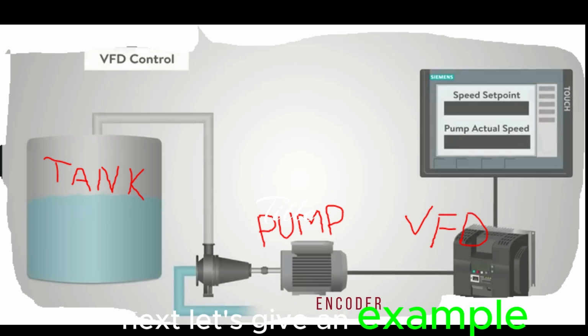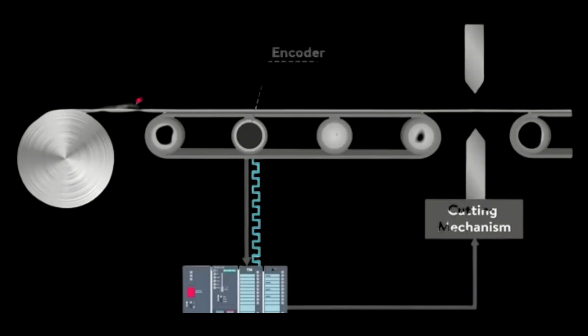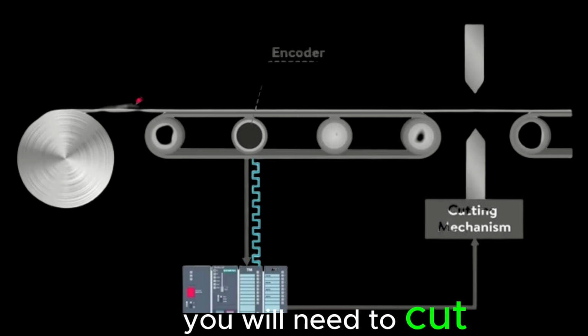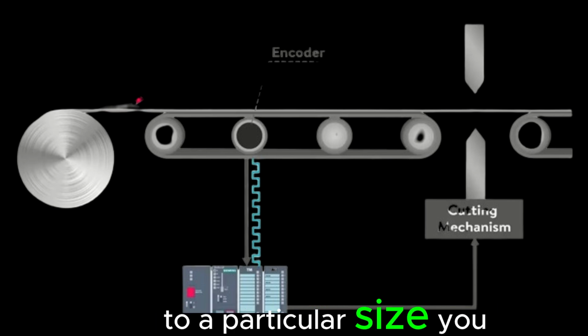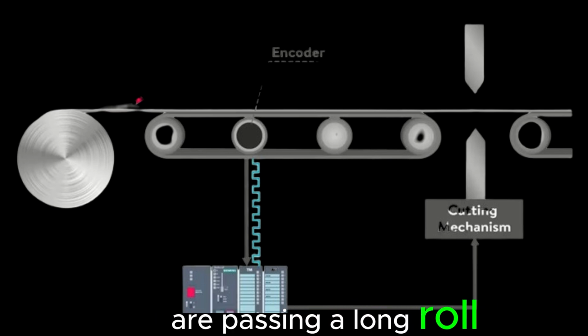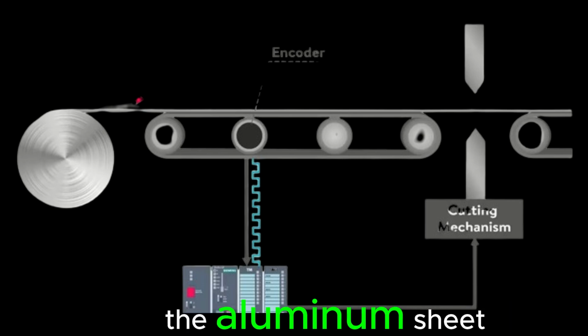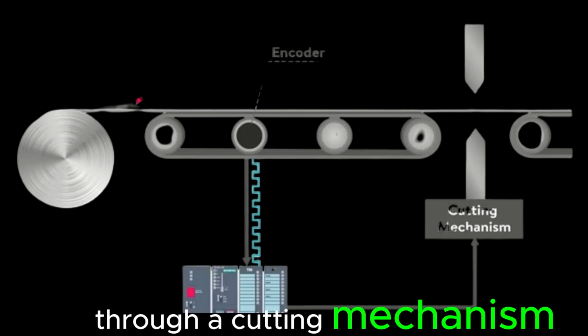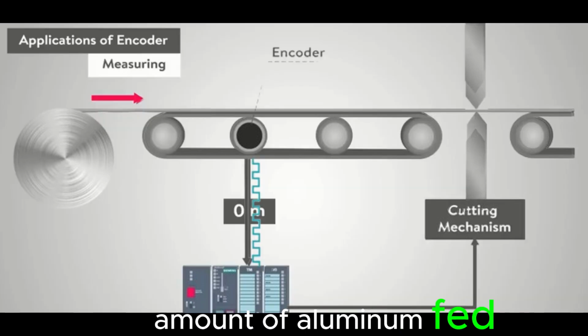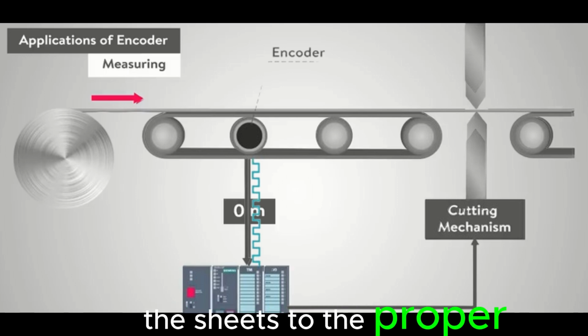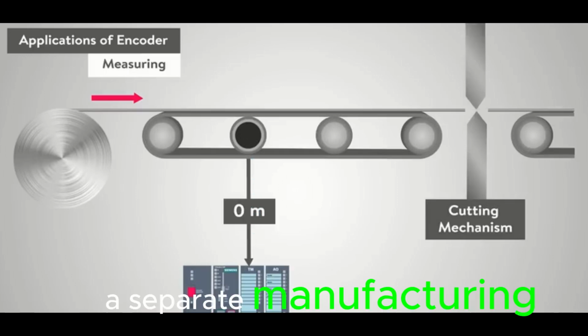Next, let's give an example for a measuring process. In this application, you will need to cut some aluminum product to a particular size. You are passing a long roll, meaning hundreds of feet of the aluminum sheet, through a cutting mechanism. You need to determine the amount of aluminum fed so that you can cut the sheets to the proper size that will be used in a separate manufacturing process.